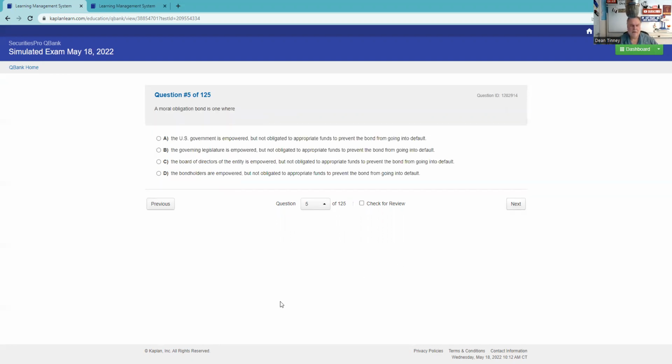A moral obligation bond. Well, moral obligation bonds are a type of municipal bond. So I should have been able to toss out U.S. government. This is where the state says, if they don't pay you, the state will take a vote and then we'll decide whether to pay you, right?